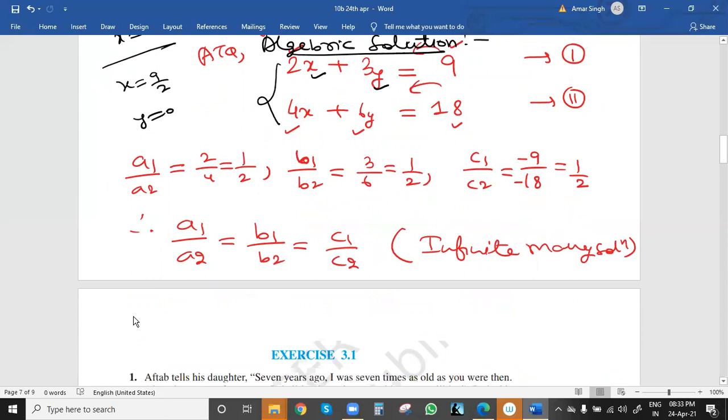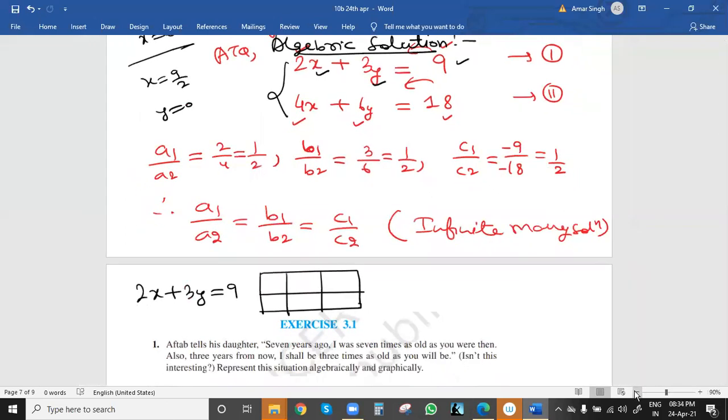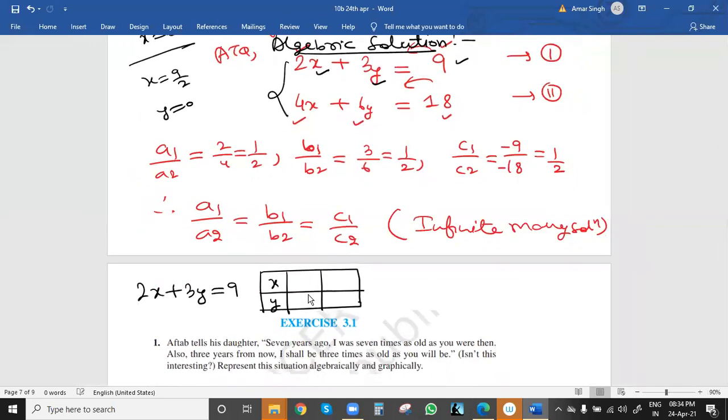Suppose we take any one equation, say the first one, and make a table. Suppose the first equation is 2x plus 3y equals 9. For drawing a line also we need to make a table. So X and then Y. The best way is to take X value 0, because this term will be 0, 0 into 2 is 0. Y will be 9 by 3, which is 3.